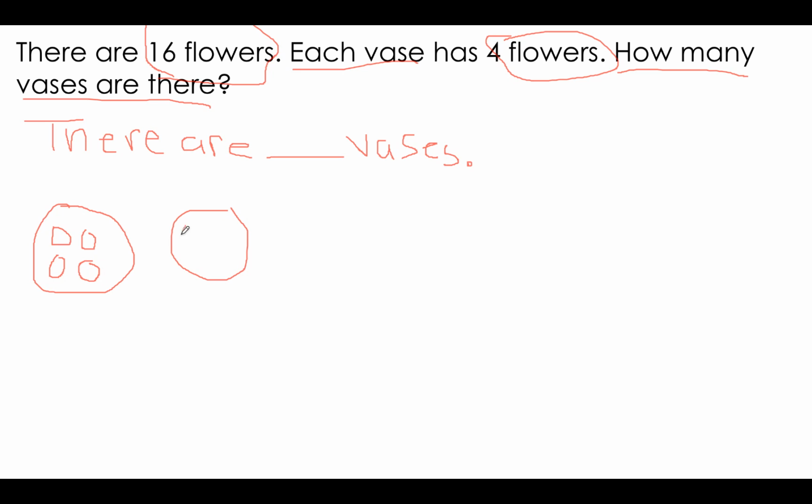Draw 4 more flowers because there are 4 flowers in each vase. So now we have 4 plus 4, which equals 8. Well, we have a total of 16, so that's not enough. So we draw another vase, and that vase has 4 flowers. So we need to put 4 flowers inside of that vase.